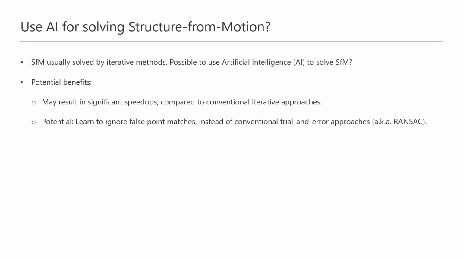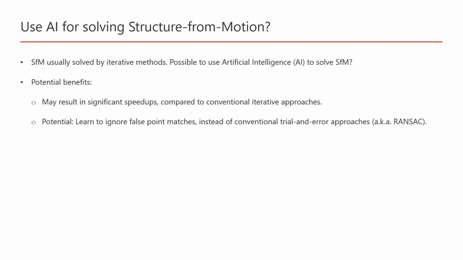So, given the huge success of artificial intelligence, we may actually ask the question, what about this problem of all the problems in the world? Can AI handle this one as well, perhaps? Can AI solve structure from motion? And let's say that it's possible. What would the benefits be?